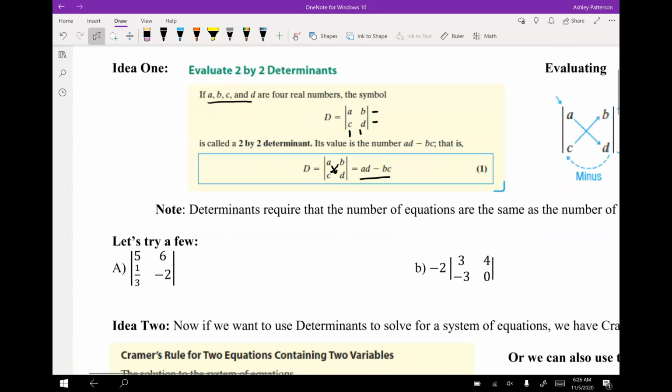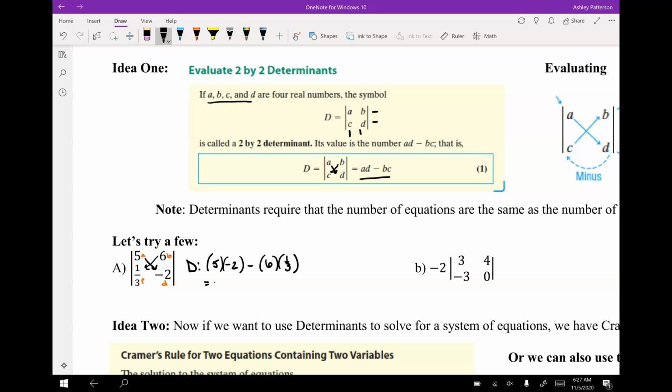So let's practice. If we were to calculate the determinant, this is A and B, and let me do it in a different color so it stands out a little bit for us. Horizontal A, B, and then C, D. So then we're going to take A times D, so 5 times -2, and subtract the product of the other two numbers. And it always goes top to bottom, so 6 times 1/3.